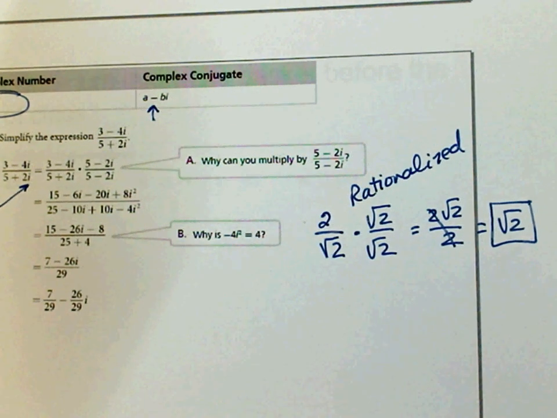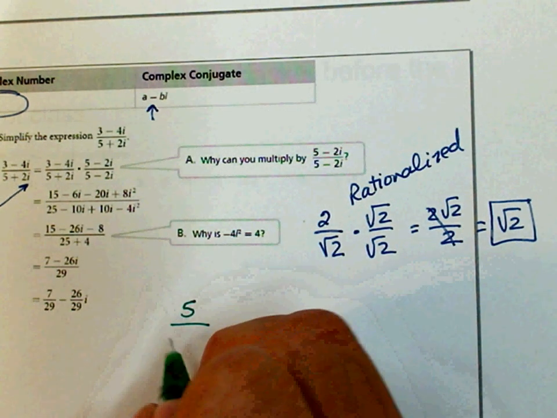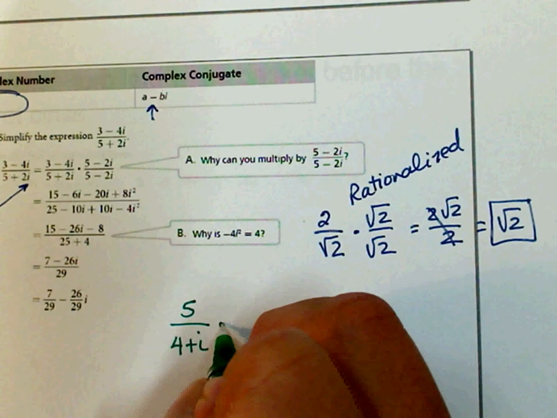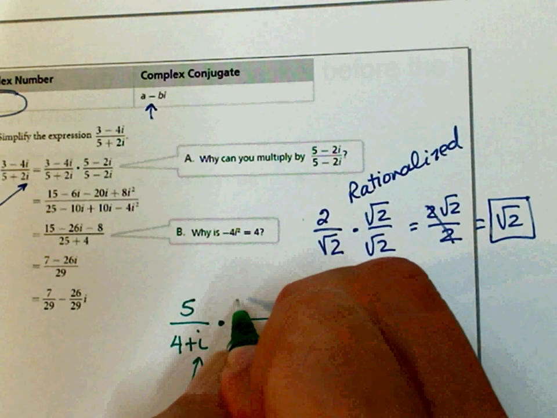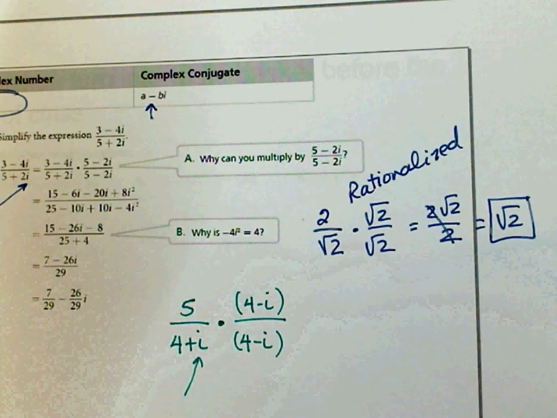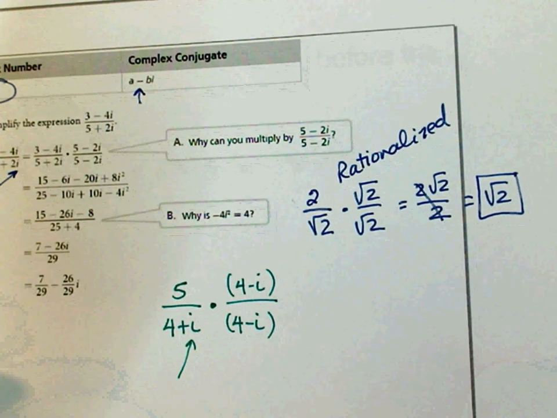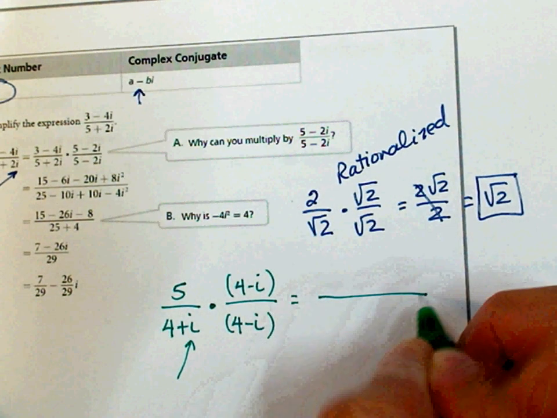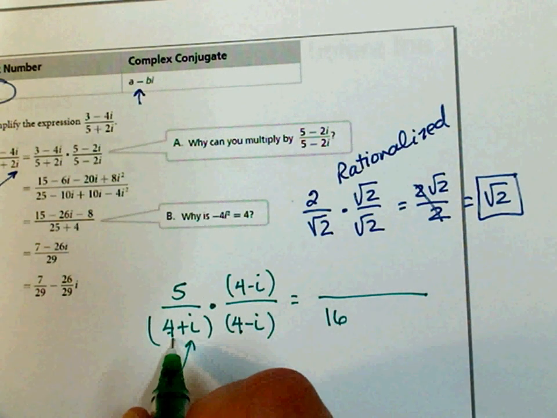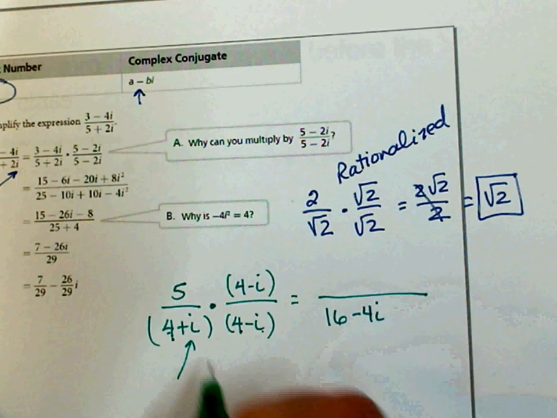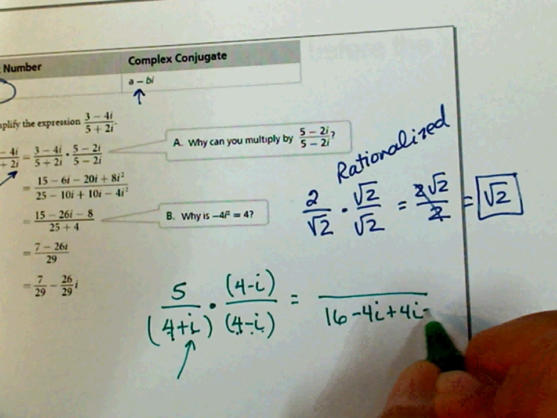Same concept goes with the i. What if you have 5 over 4 plus i? You're not allowed to have that i down there, so you're going to multiply it times the conjugate, which is the opposite. And we're going to finish the math. All right, let's look at some right here. So here's your denominator. 4 times 4 is 16. 4 times negative i is negative 4i. i times 4, positive 4i. i times negative i is negative i squared.